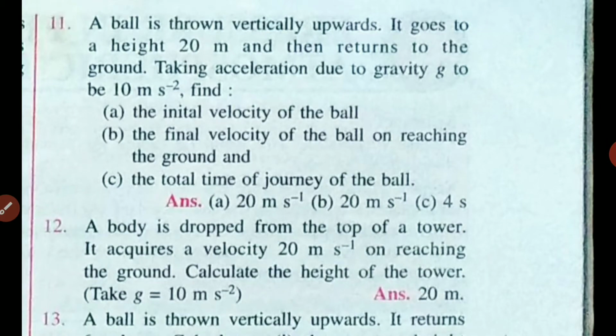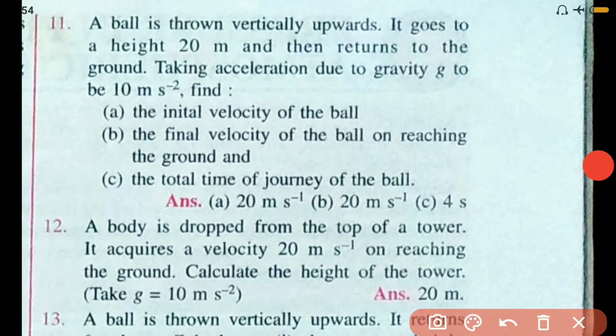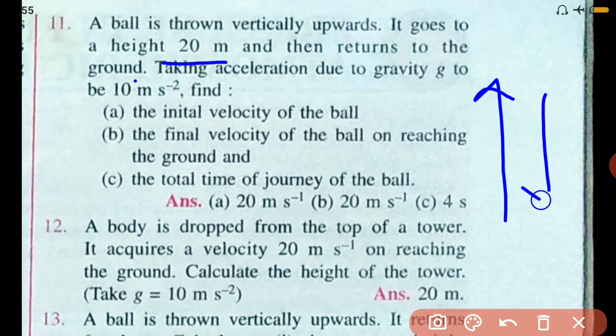Let us go through the question. A ball is thrown vertically upwards. It goes to a height of 20 meter, right? It goes to a height of 20 meter and then again comes back to the ground. So here there are two motions, one going up and the other coming down.